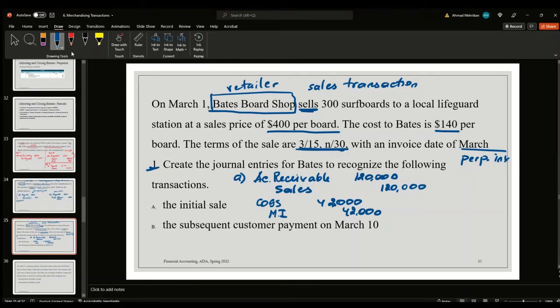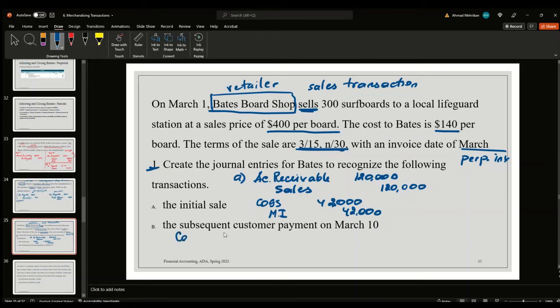Okay, now we're going to go through the solution for B. Subsequent customer payment on March 10. Again, don't forget, we're talking about it from a retailer's perspective. So the retailer gets paid now, and because the customer pays within the window, they get a 3% discount, and therefore Bates receives not the full amount, not 120,000, but that amount with the discount.